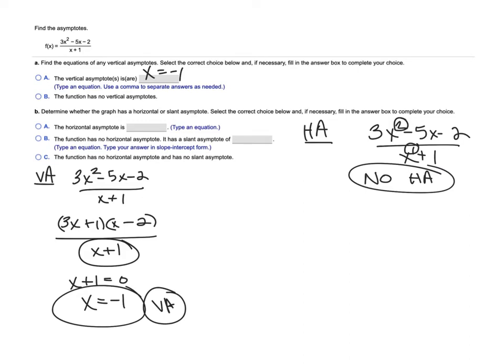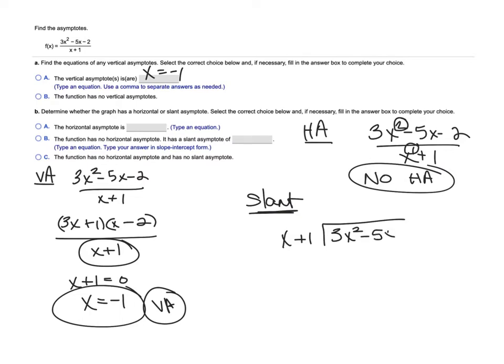You have a slant asymptote when the exponent is 1 larger in the numerator than the denominator, 2 over 1. Or if it was x cubed over x squared, it has to differ by 1. In this case it does, so there does exist a slant asymptote. So to find the slant, you're going to divide the denominator into the numerator.